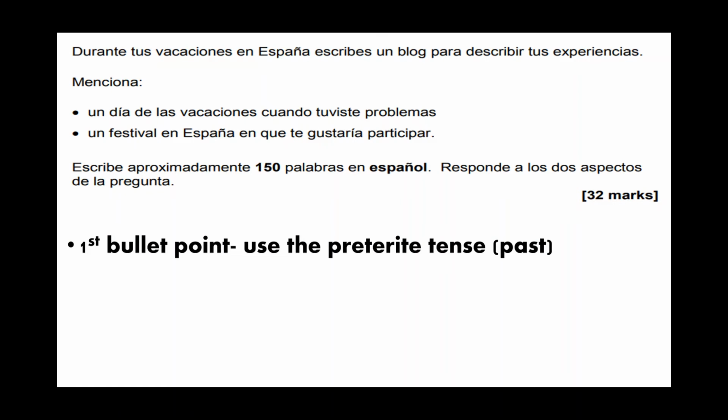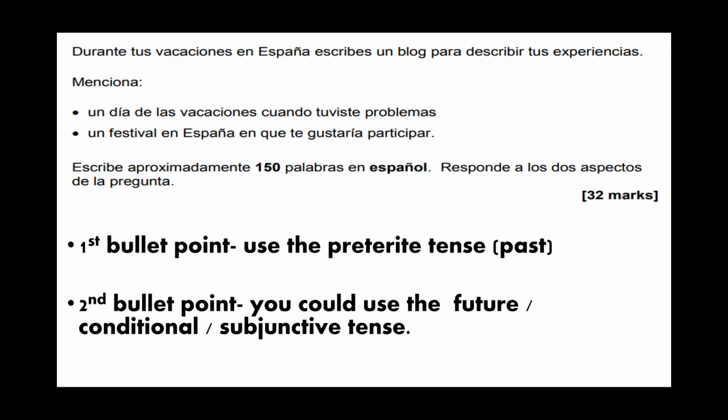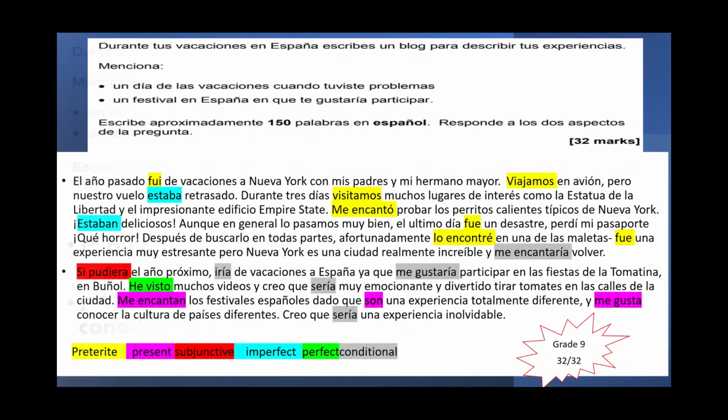So for the first bullet point, use the preterite tense, the past tense. And the second bullet point, you've got the option to use the future, conditional, subjunctive. So try and use as many of these as you can. This is a model answer that I've written. "El año pasado fui." I've highlighted the different tenses underneath. You've got the grid of what they are. So "fui," obviously, is preterite, and you've got pink, you've got the present. Red, you've got the subjunctive, imperfect, perfect, and conditional, just so you can see roughly where all of these are. I might have missed a few. So let me start again.